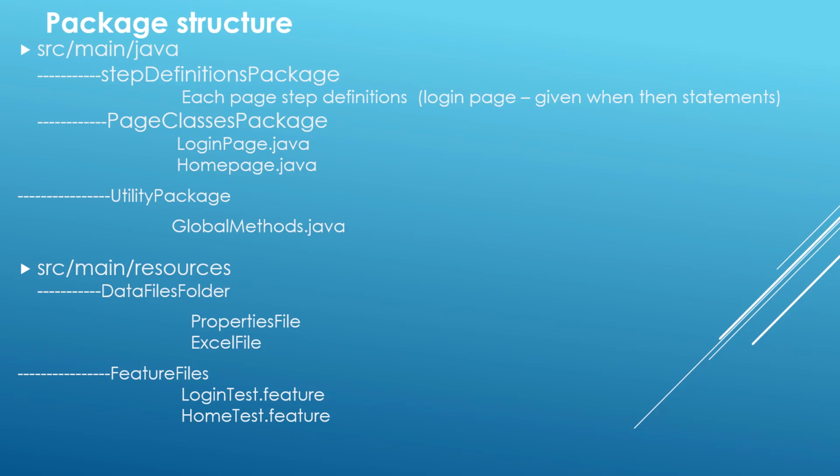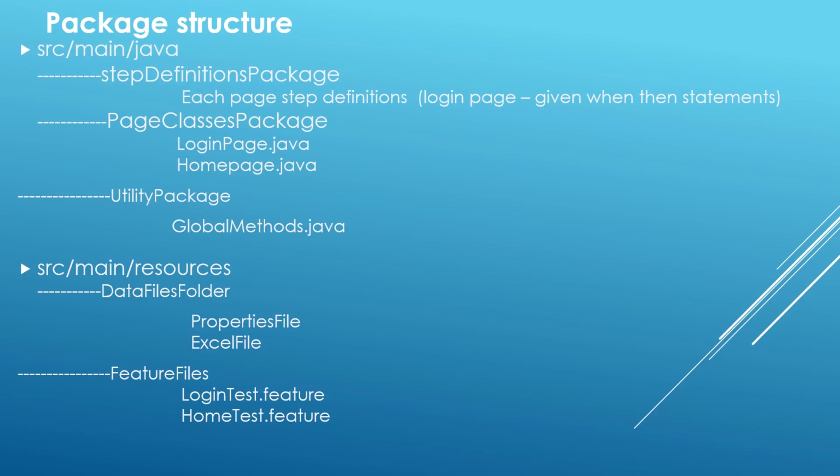Then coming to another package, the page class package. Here we are using the page object model, where each page of the application is considered as one class. Suppose one is the login page, so the login page will be considered as one class. We are creating one class, LoginPage.java, and under that login page class, all the web elements present on that specific page and all the methods and interactions we do on that page, such as click and other operations, will come.